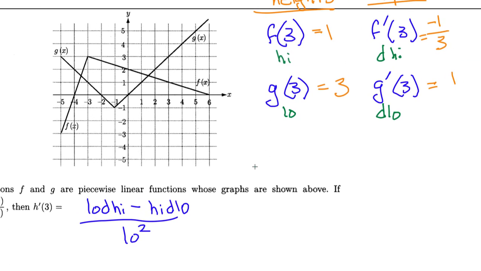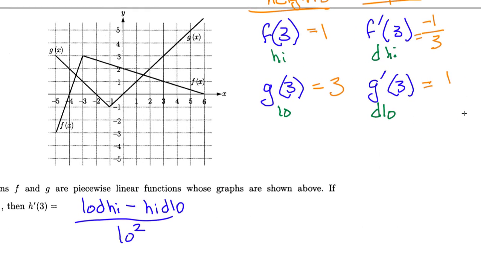I'm going to come down here and fill in my formula. Low, right here, is 3. So low is 3. Multiply that by d high. D high is negative 1/3. Minus high is 1. D low is 1. All of that's going to be divided by low squared, which is 3 squared. And I can simplify.